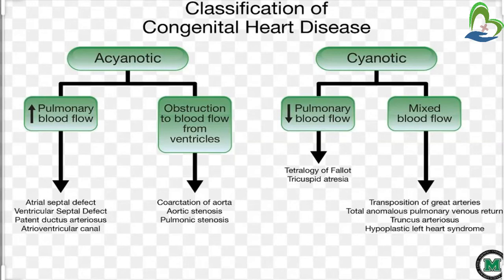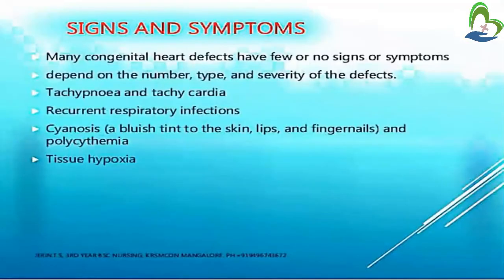Okay, then the second classification, that is cyanotic. Why are they calling it cyanotic? Because in these conditions symptoms like cyanosis are seen. So cyanotic is further divided into decreased pulmonary blood flow and mixed blood flow. In decreased pulmonary blood flow, the disease conditions are tetralogy of Fallot and tricuspid atresia. In mixed blood flow: transposition of great arteries, total anomalous pulmonary venous return, truncus arteriosus, and hypoplastic left heart syndrome. So these are all the congenital heart diseases as per the classification.